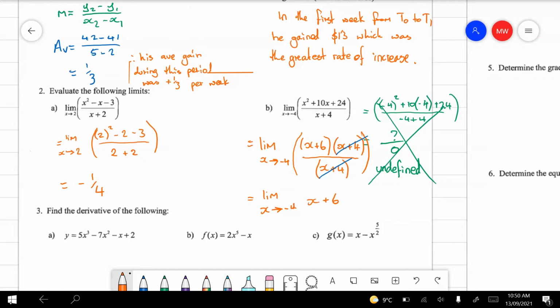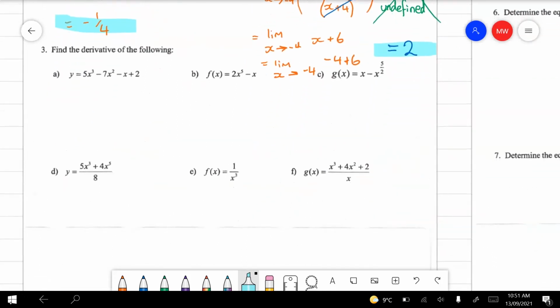And this is much better because now we can go in with minus 4 plus 6. I shouldn't be lazy, should I? Hang on. The limit as x approaches minus 4 will become minus 4 plus 6. And so the answer here is 2. So this is our final answer. Okay, moving on. In these ones, we need to find the derivative.